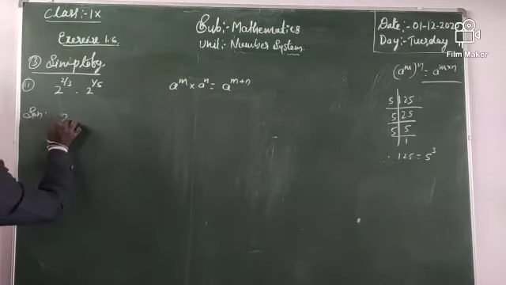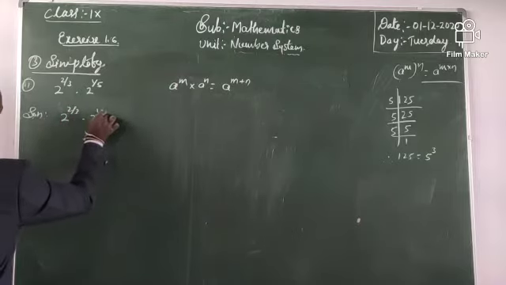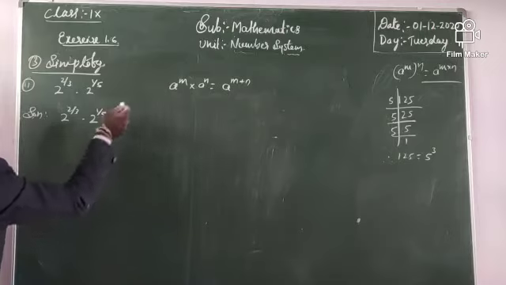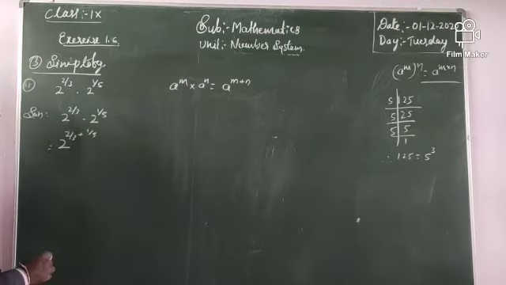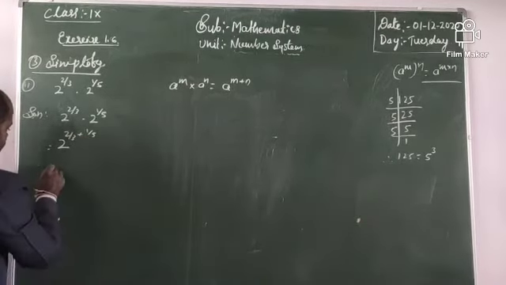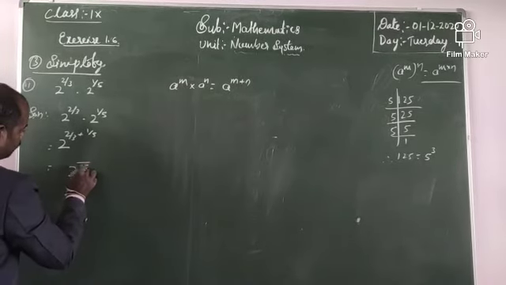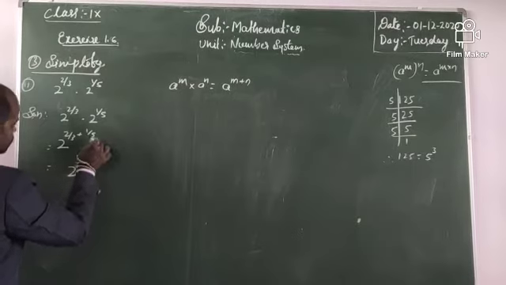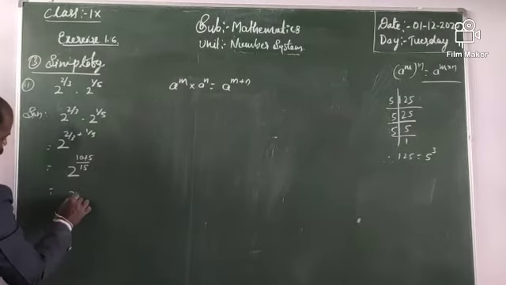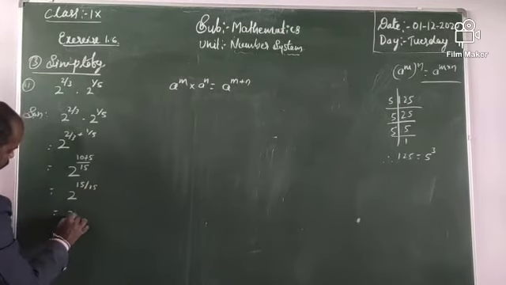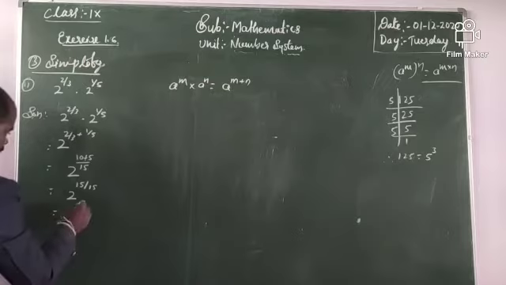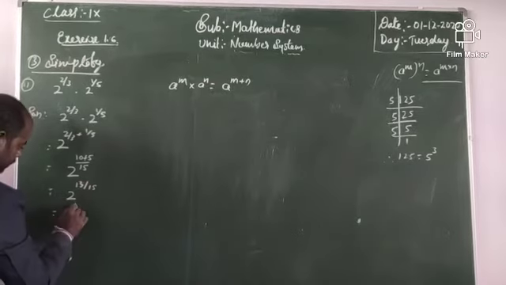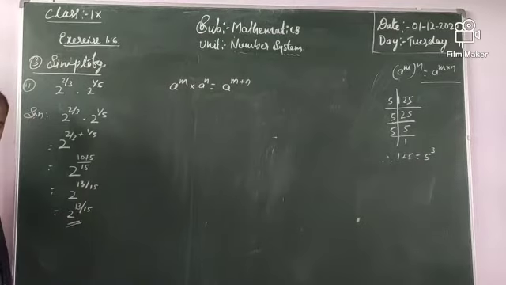Solution: 2 to the power of 2 by 3 into 2 to the power of 1 by 5. Here the bases are the same, therefore 2 by 3 plus 1 by 5. Okay, here take the LCM. The LCM of the denominators is 15. 2 times 5 is 10, plus 3 is 13. Sorry, this is 13. Therefore, write here 2 to the power of 13 by 15.